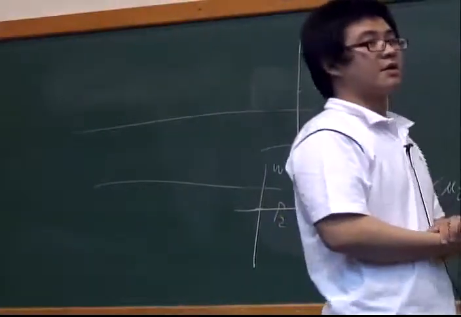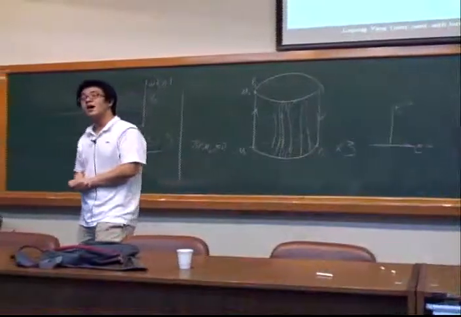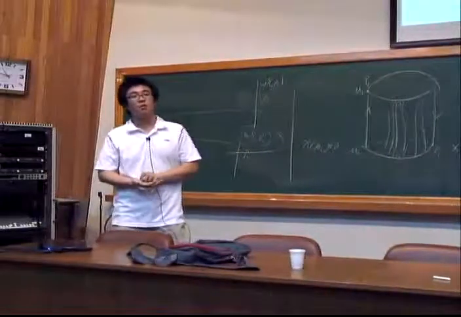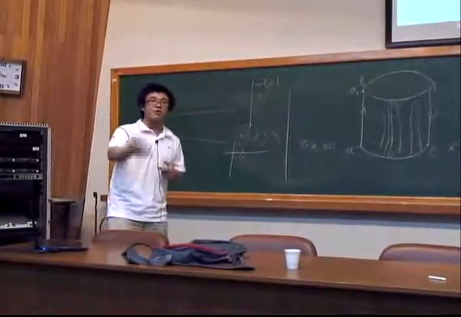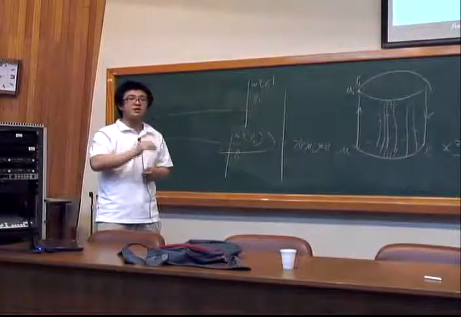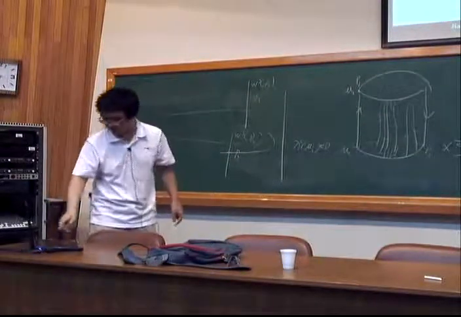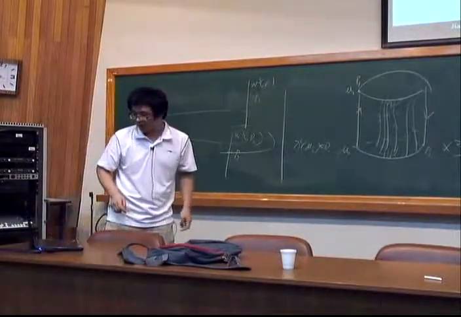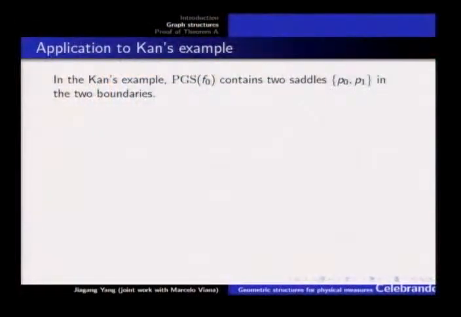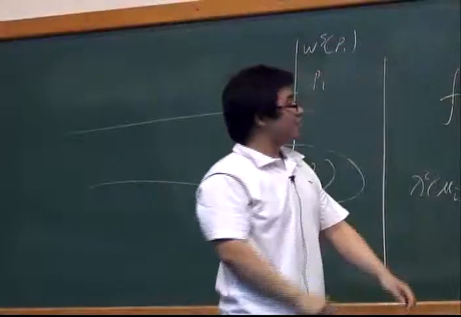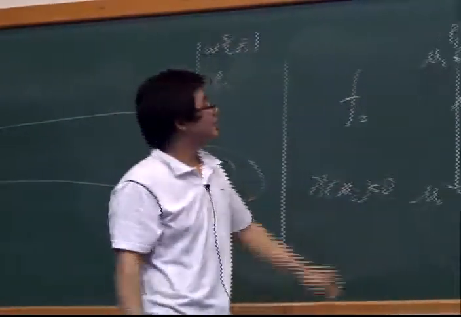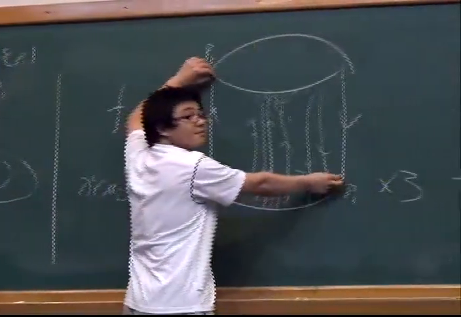So now it's time for us to come back to Kan's example, to show why in Kan's example, if we don't preserve the boundaries, some measure disappears. So we have a counterexample. First let's see what the perfect graph structure is for this Fz. The perfect graph structure has two elements.